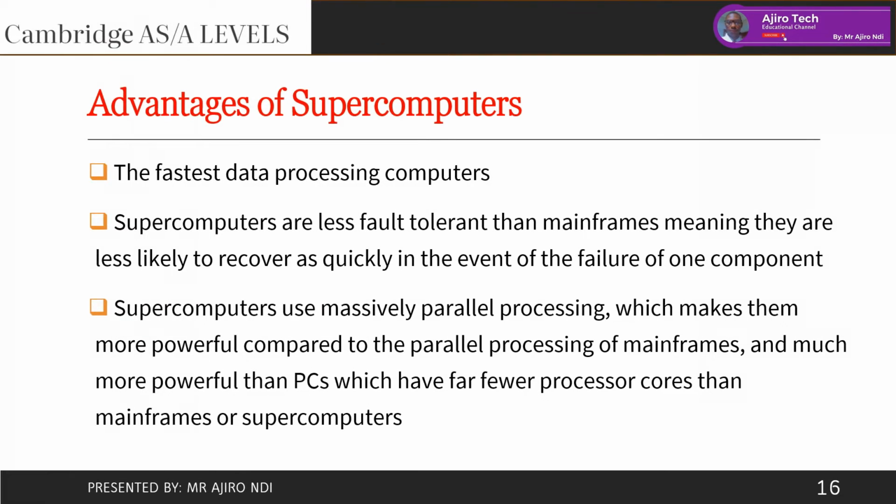All right, now it's time for the advantages of supercomputers. Supercomputers are the fastest processing computers, as we've talked about. Although it's not like the mainframe computers, because mainframe has multiple cores, the supercomputer does not, although it has a lot of processing power.